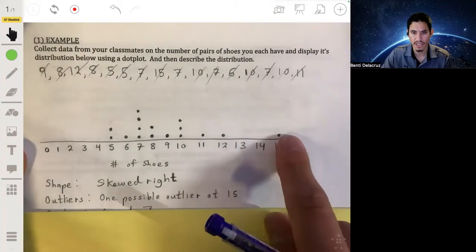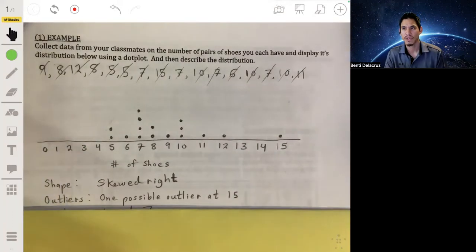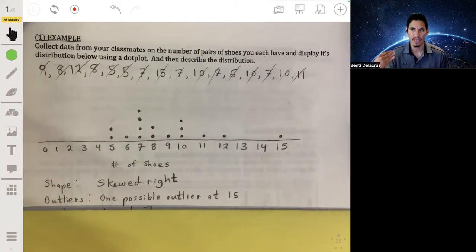Outliers, you could say there's a possible outlier of 15. And for now, we're going to say possible because we haven't learned a numerical way to actually determine if something qualifies as an outlier. So right now we're just going over the basic idea.